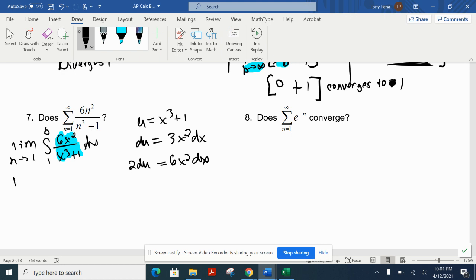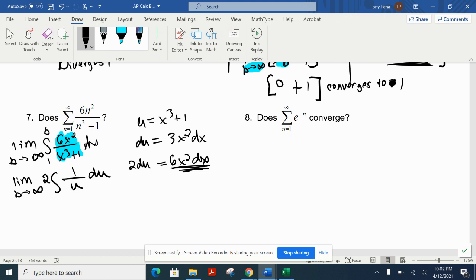So we'll go ahead and do our substitutions. Limit as b goes to, this should be infinity, so change that if you just copied what I had. So the limit as b goes to infinity. Our denominator is u. 6x squared dx we just created over here. And what 6x squared dx is equivalent to is a 2 du. And then we just put a 1 right here.